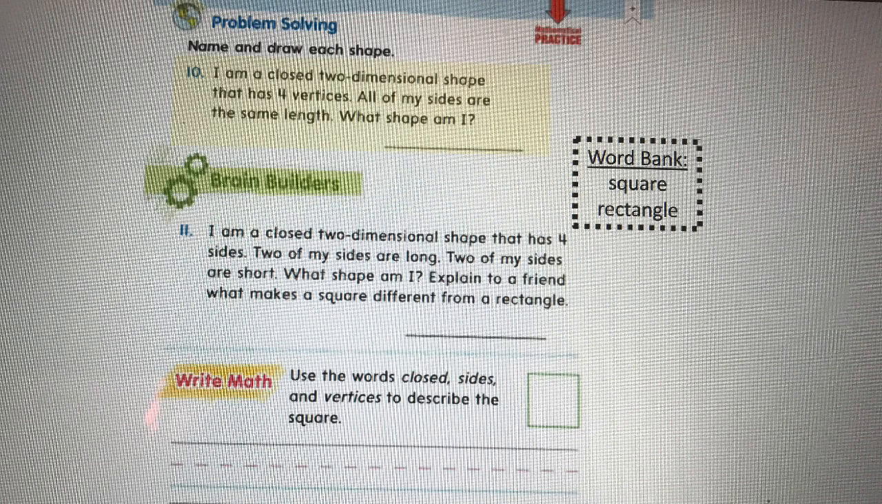Problem 10. Name and draw each shape. I am a closed two-dimensional shape that has 4 vertices. All of my sides are the same length. What shape am I? Look at the word bank to help you know how to spell either square or rectangle.